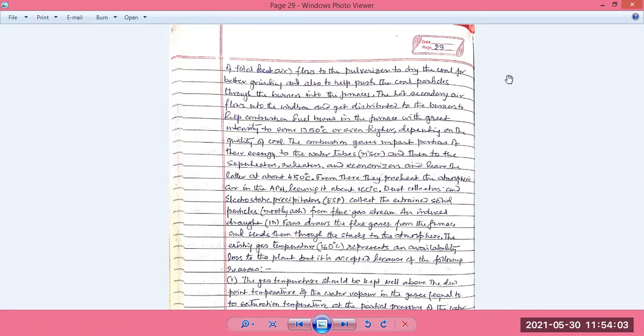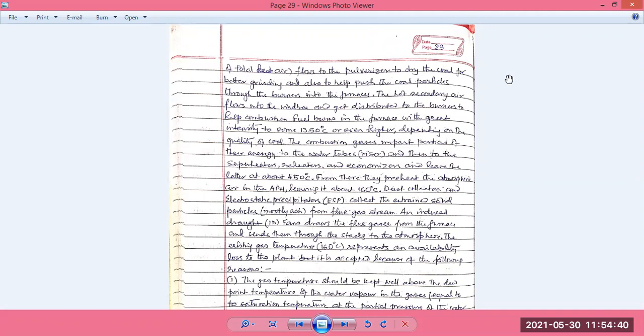So the coal particles are dry. If you can dry it properly, you can simply send it to the burner without making a paste on the walls of the furnace itself. And the hot secondary air flows into the wind box to get distributed to the burners. So there is a wind box we use, which is nothing but an accumulator of the hot air, and from it, it feeds the different burners to help the combustion itself.